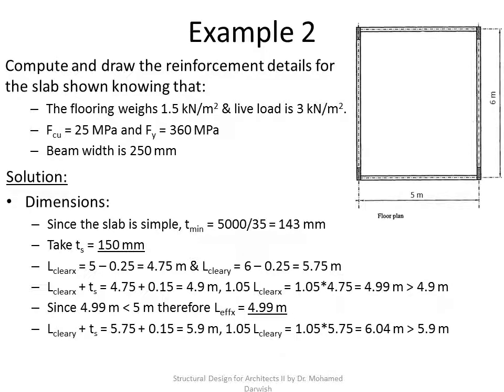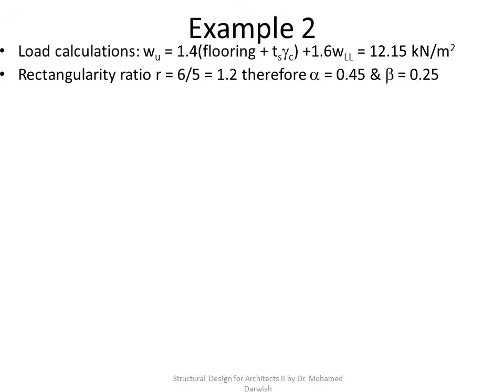Same thing in the y direction. You will find that it is 6.04, which is just more than 6, so you will take the 6. Again, you simply take the span. The load calculations: W ultimate is 1.4 dead load plus 1.6 live load, so this will give us 12.15 kilonewton per meter square. Since R is equal to 6 over 5, therefore alpha is 0.45 and beta is 0.25.